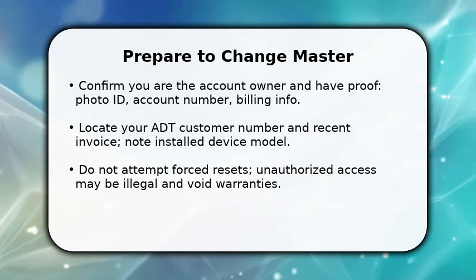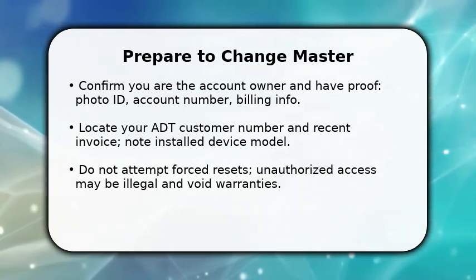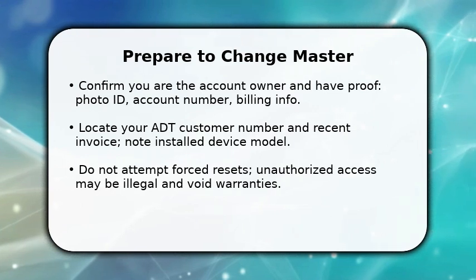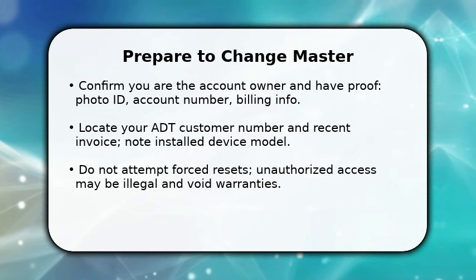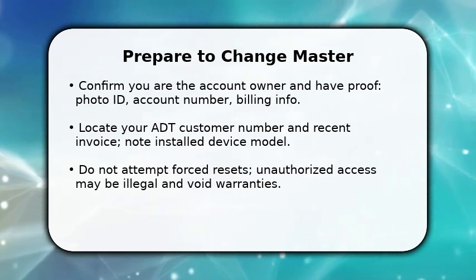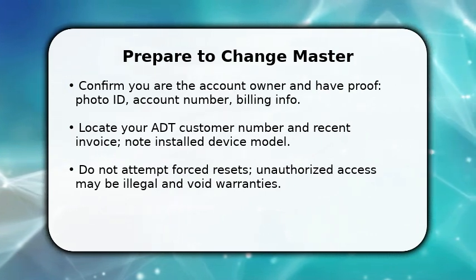You start by proving ownership. ADT requires verification before any master code change. Gather your account number, a photo ID, and a recent billing statement. Once done, make sure you know the installed system model and whether it is under contract. This affects available support options.